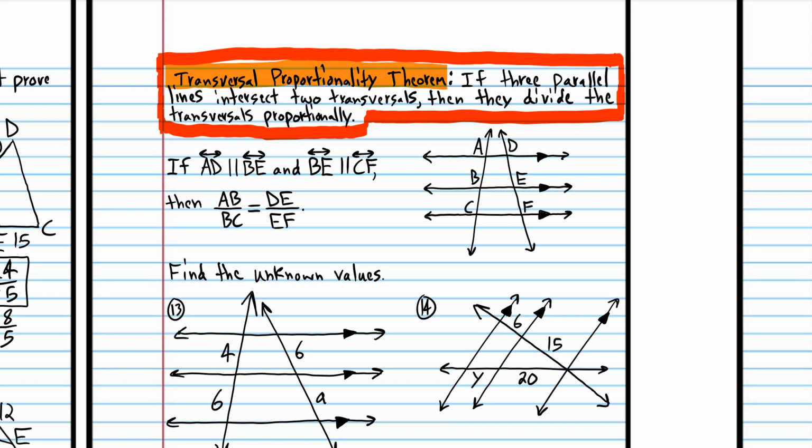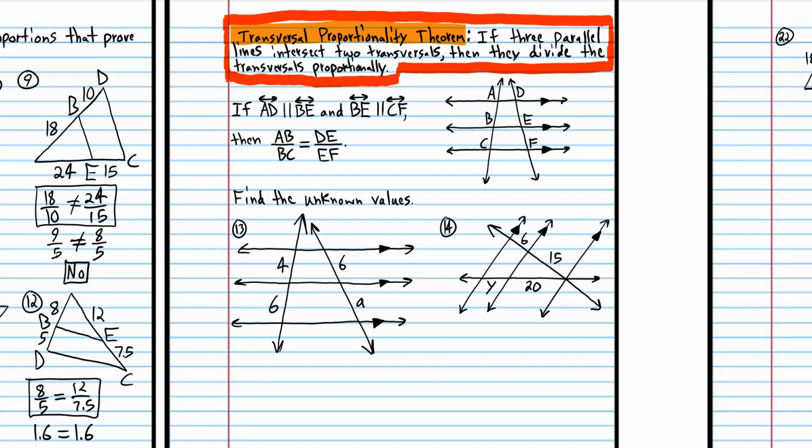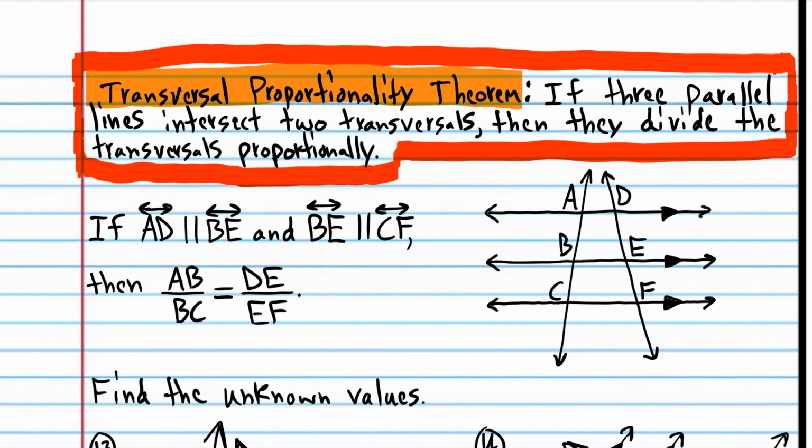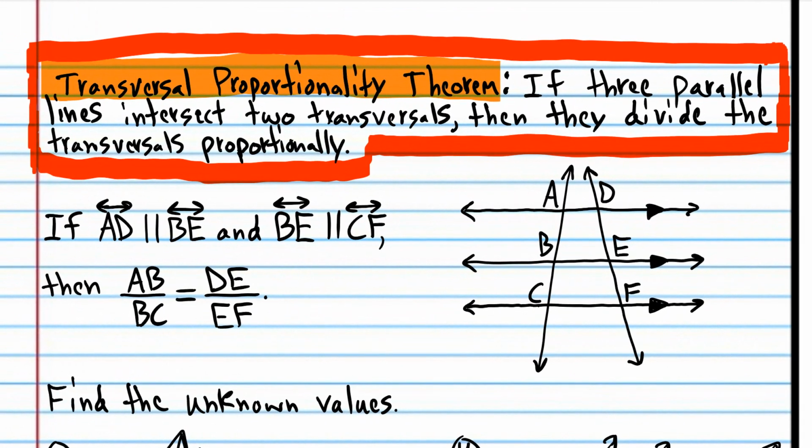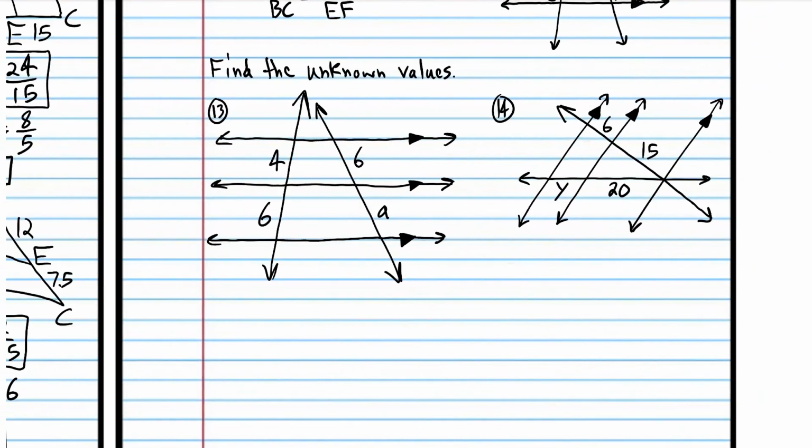So the hardest part about these proportionality theorems is just remembering how to set up the proportion. The math is not too bad. So go ahead and take a screenshot of that theorem. That's our third theorem for today. Notice that this is a theorem that does not deal with triangles.